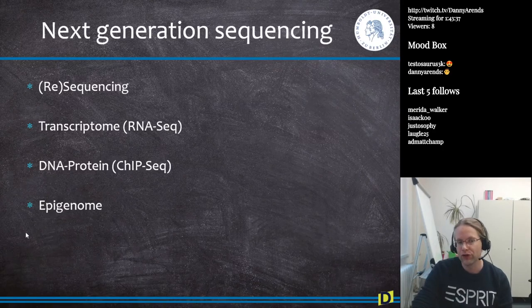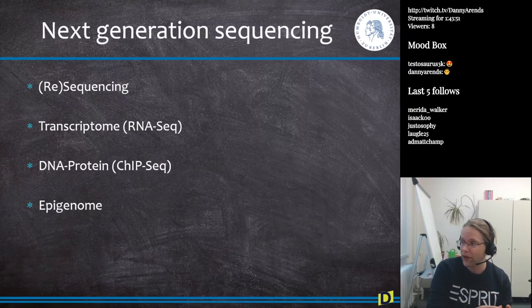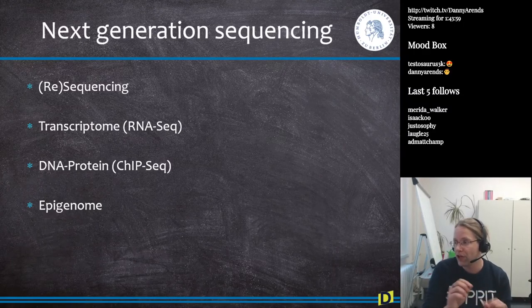And nowadays we also do this for epigenomics, so for the state of the genome, right? Because the genome is A, C, T's and G's, but for example, these A, C, T's and G's are not all equal, right? You can have a G which is unmethylated, or you can have a G which is methylated. So if you want to know which base pairs in the genome have been methylated or which are unmethylated, then you can also use next generation sequencing, generally called bisulfite sequencing, because you use a bisulfite treatment to do this.